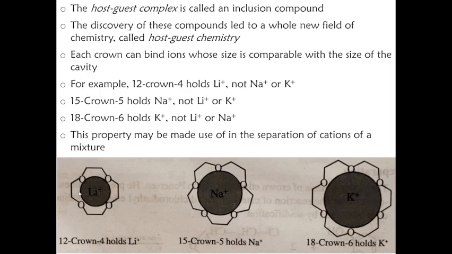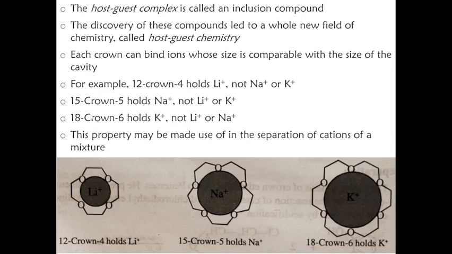So, for example, when you consider 12-crown-4, it cannot hold all ions like lithium, sodium, or potassium. It depends on the size of the ion and the size of the cavity. If they are comparable, it can hold it. For example, 12-crown-4 holds only lithium, not sodium and potassium. The sodium and potassium sizes are not comparable with the size of the cavity of 12-crown-4.